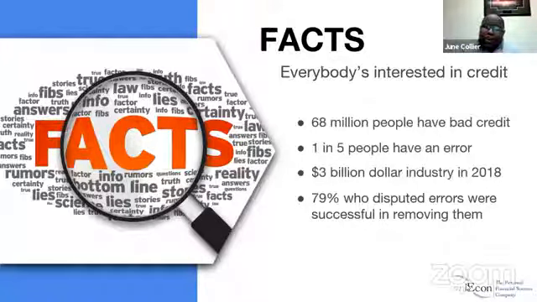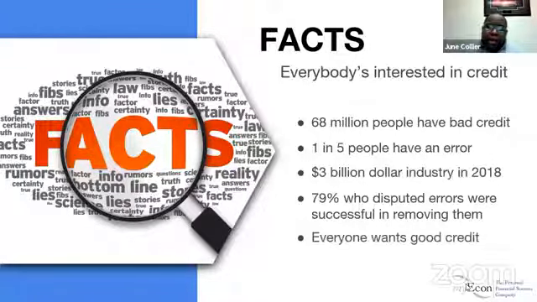Go ahead and Google that, and you'll see the same statistics. I think it came from a website called Wallet Hub, wallethub.com, which stated that 79% of those who disputed errors were successful in removing them. Maybe not all of the errors, but they were successful in removing some errors from their credit report. And everybody wants great credit. Everybody that you talk to, everybody that you know, knows the importance of having good credit.